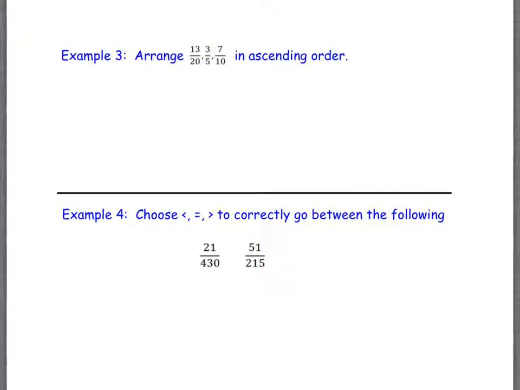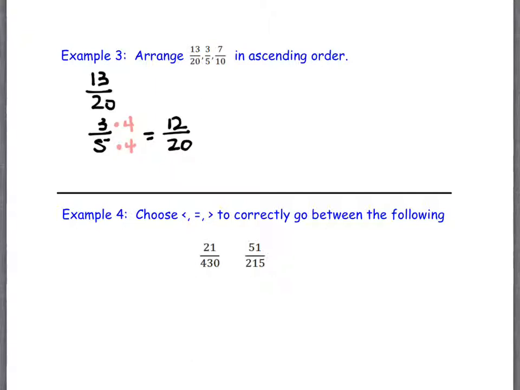20 works really well. So I can take 13 over 20, and I don't have to do anything to it. I can take 3 over 5. What would I need to do to the 5 to get it to have a common denominator with the 20? Right. And if I multiply the denominator by 4, I have to multiply the numerator by 4. So what does this fraction become? 12 over 20. Exactly. Very good.